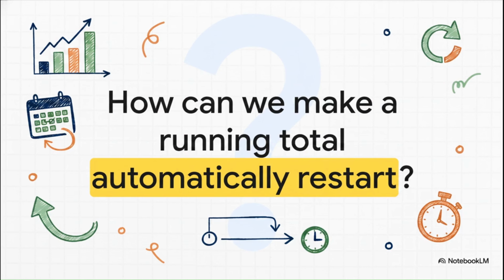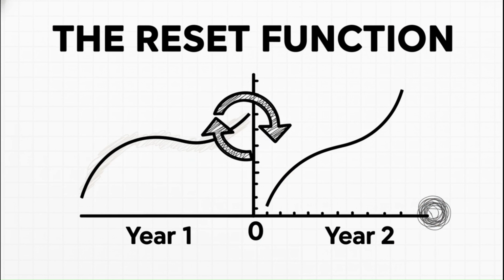All right, ready for one last powerful trick? This one's really cool. A running total is great. We love it. But what if you want that running total to restart, to go back to zero at the beginning of every single year? How do we build that year-to-date view right on the chart? The solution is this little thing called the reset parameter.